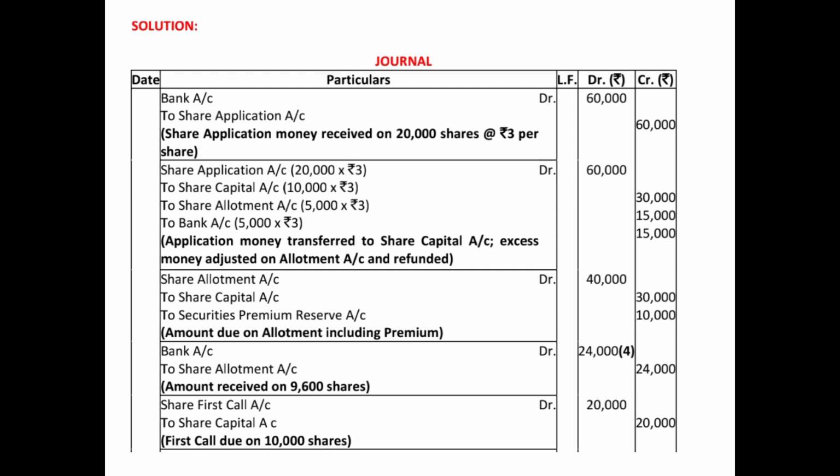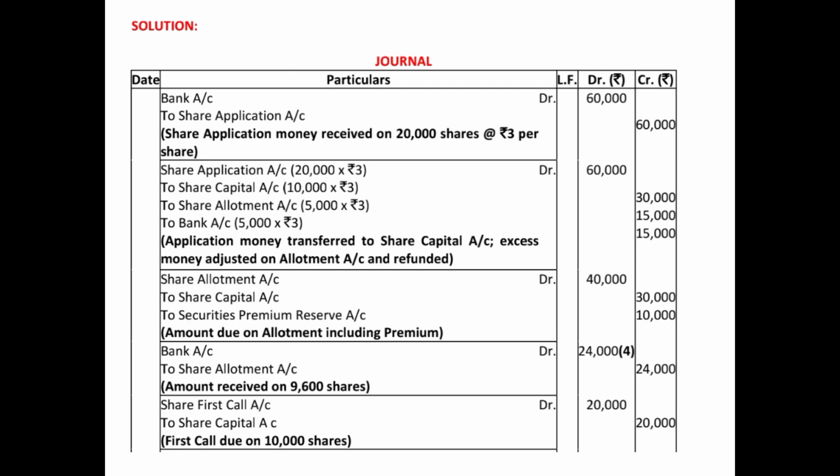to share allotment account, that means the excess money which is utilized and adjusted towards the allotment. So 3 rupees of application money on excess of oversubscribed of 5,000 shares, 15,000 is adjusted towards the allotment. To bank account, the amount which is actually rejected in totality. So 3 rupees on 5,000 shares have been rejected in total. So 15,000 will be credited. Now the allotment due. So we know that we are also calling up 1 rupee of premium during allotment.